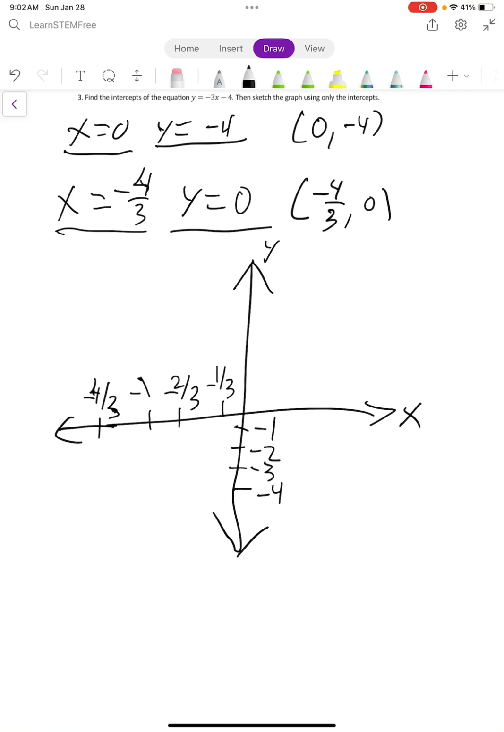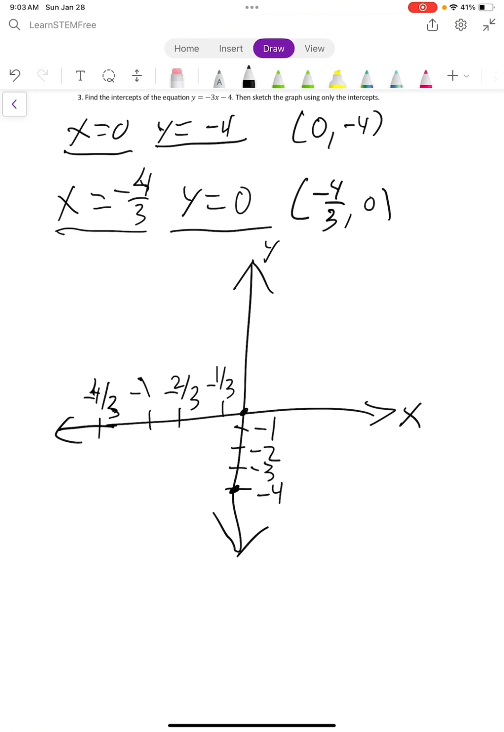So here, we'll start off with the y-intercept. So the x value is 0, so it's going to be on that y-axis. It's going to be like right here on that origin, but we're going to move it down. So the y value is negative 4. So this point would be right here.